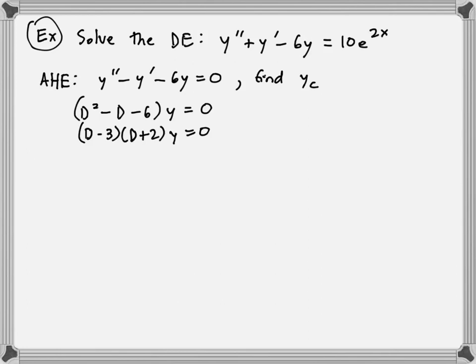And so what do we end up with from here? This implies that we get yc right away. Remember, it's c1 e to the 3x plus c2 e to the negative 2x. Okay, so start off by doing that. I'm going to underline this guy. We'll come back to it later because we're going to need it, okay?